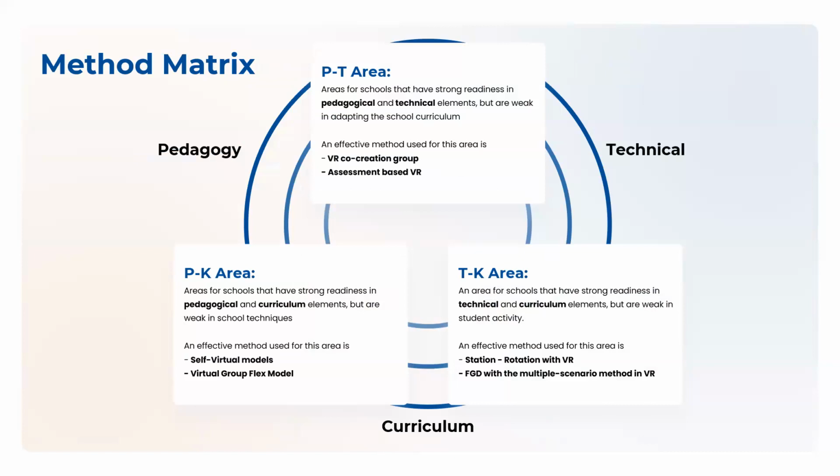an area for schools that have strong readiness in technical and curriculum elements but are weak in student activity. And we can use station rotation with VR and FGD with the multiple scenario method in VR. And for the last, we have the PK area, for schools that have strong readiness in pedagogical and curriculum elements but are weak in school technique. And we can use self-virtual models and a virtual group flex model. Next slide.